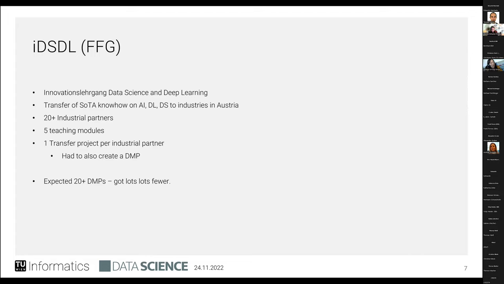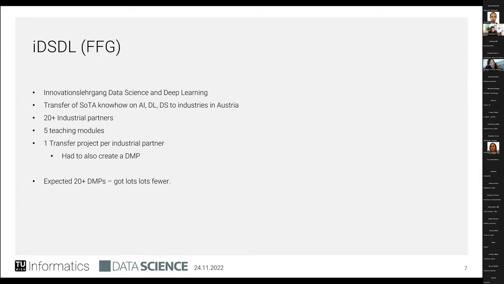This was a project funded by FFG in Austria. This is a national funding agency here. And it was called Innovationslehrgang Data Science and Deep Learning. And the idea of this project, which ran for about 2.5 years, was to transfer state-of-the-art know-how from research and universities in the domains of artificial intelligence, data science, deep learning, to the IT industries in Austria.